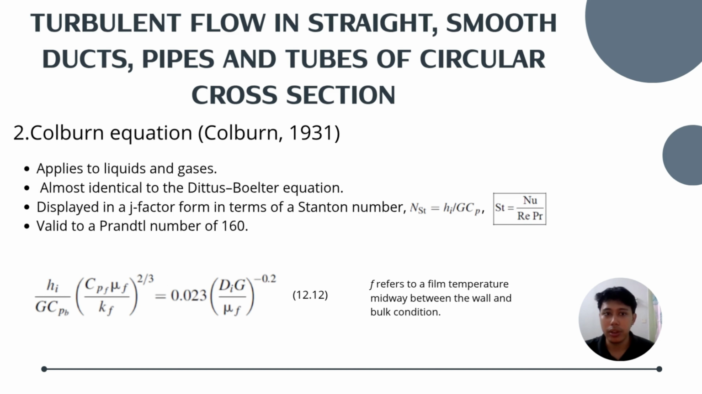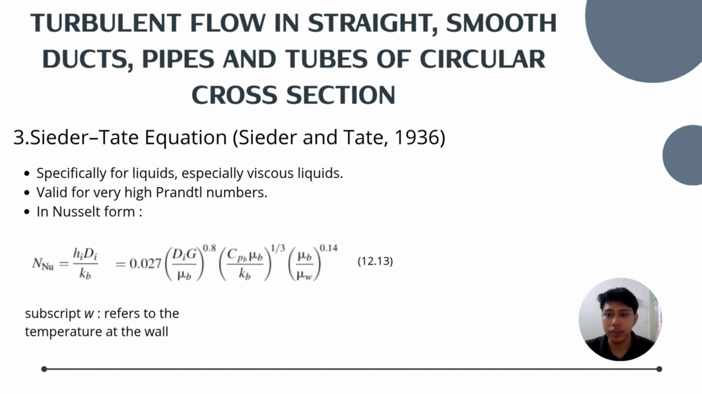Next is the Colburn equation. This equation is almost identical to the Dittus-Boelter equation, but is expressed in a j-factor form using the Stanton number. It also applies to both liquids and gases and is valid for Prandtl numbers up to about 160. An important feature is that fluid properties are evaluated at film temperature, which is midway between the wall and bulk fluid temperatures. The third correlation is the Sieder-Tate equation.